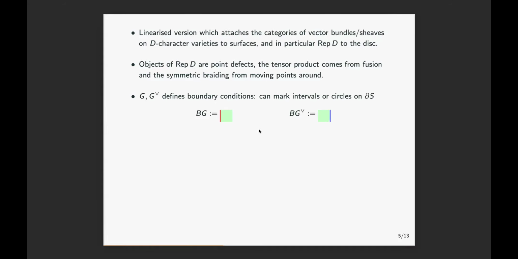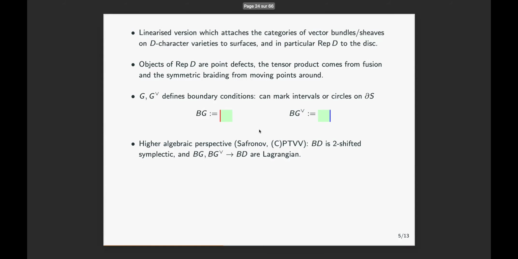And then G and G dual define for you left and right boundary conditions. So if you add this into the mix, you can mark an interval or circle on the boundary, either in red for G or in blue for G dual. And again, you get some stack with some Poisson structure. And all of this is again compatible with gluing and things like that. So that is the higher algebraic perspective, which again many of you are familiar with.